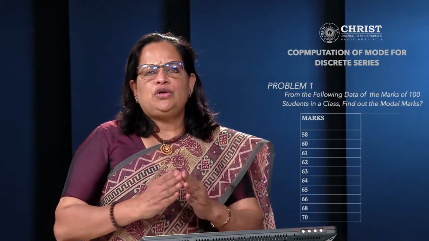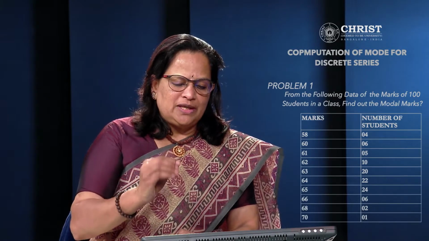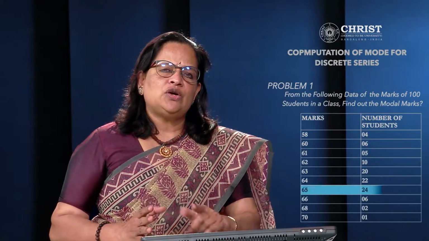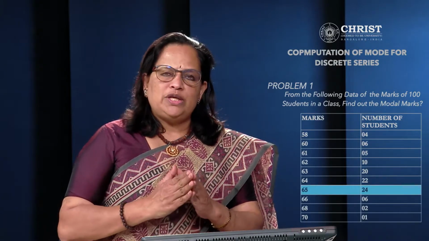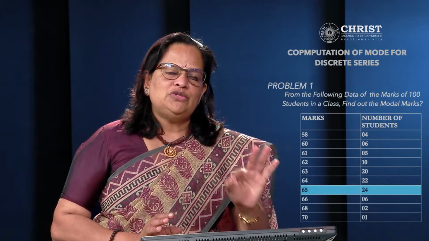So now how are we going to do the grouping table? See, marks 58, 60, 61, 62, 63, 64, 65, 66, 68 and 70. The first column is the frequency values itself: 4, 6, 5, 10, 20, 22, 24, 6, 2 and 1. So which has got the highest frequency? 65 has got the highest frequency, that is 24. So by inspection, we will decide that the modal value is 65.